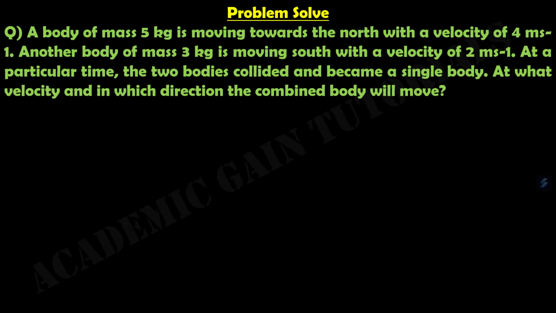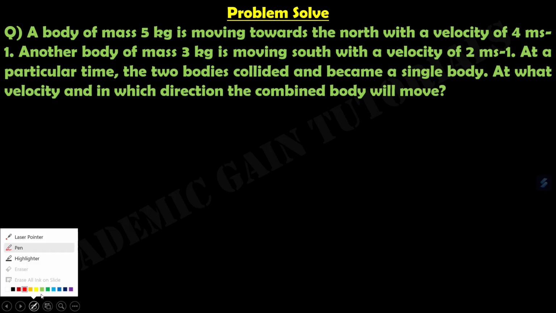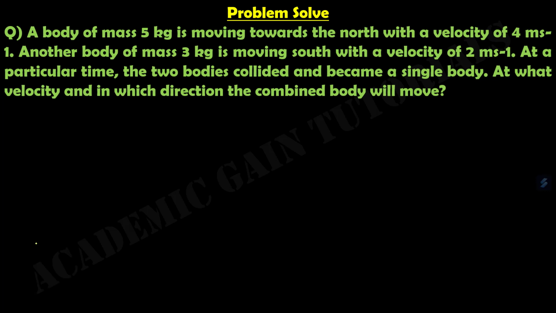Now we'll solve some problems using the formulas of friction and conservation of momentum. The first question is: a body of mass 5 kg is moving towards the north with a velocity of 4 meter per second.